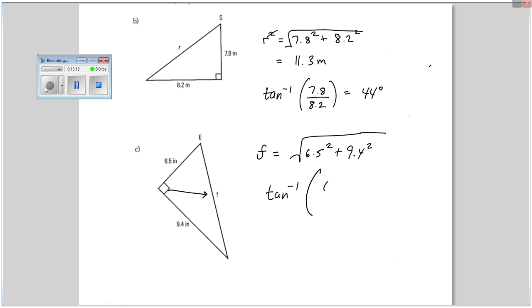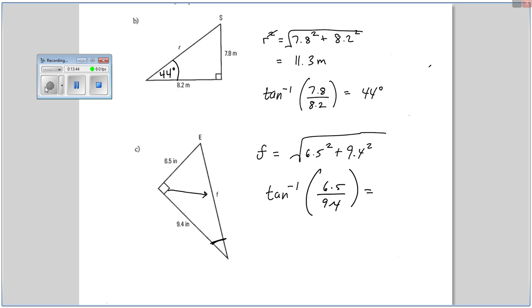If you put 6.5 over 9.4, which angle did it solve for? This one down here. That's why you kind of got to be smart about this. Same with the one above. That 44 is right here. It always does the opposite over the adjacent. So we didn't solve for S up there, did we?